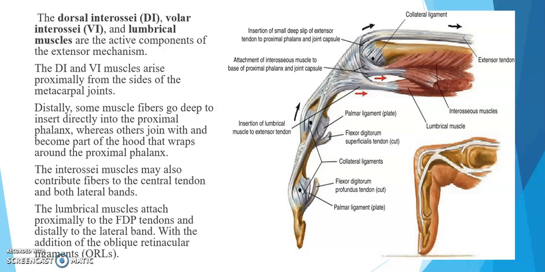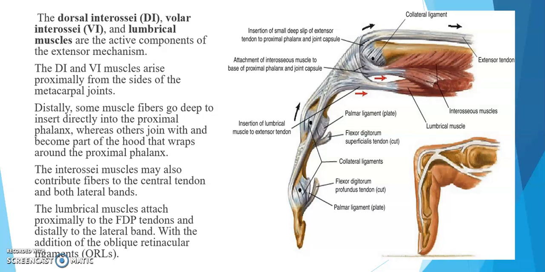That means the attachment of these interosseous muscles is both to the proximal phalanx, to the extensor expansion, that is the hood, and also to the central as well as lateral bands of the EDC. So they are actually attaching to the extensor mechanism itself. The attachment is totally to the extensor expansion. So when they contract, they will produce extension along with their desired action.